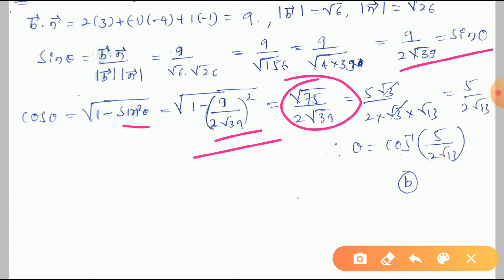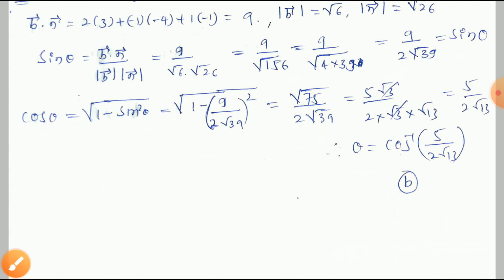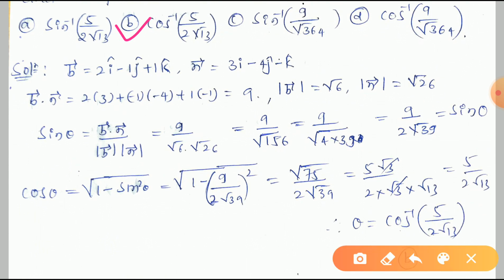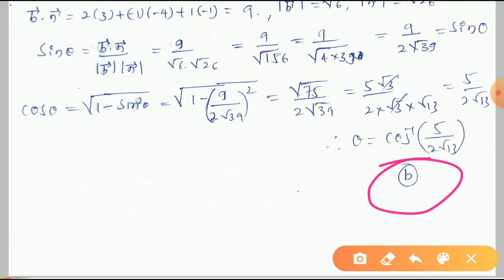So root 75 can be written as 5 times root 3, divided by 2 times root 3 into root 13, which is root 39. This root 3 and this root 3 get cancelled, giving 5 by 2 root 13. Therefore cos theta is equal to this result, so theta is equal to cos inverse of 5 by 2 root 13. Therefore the right choice of this question is B.